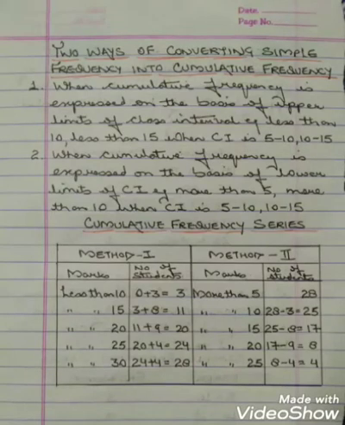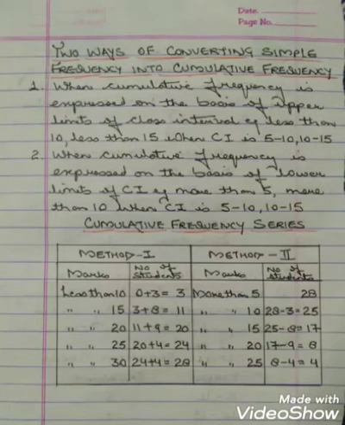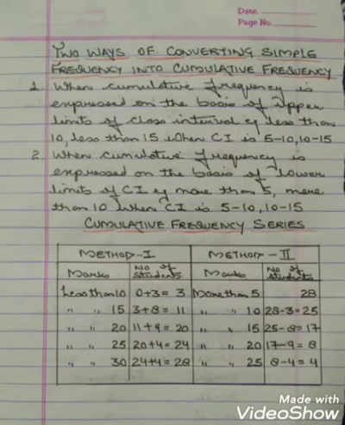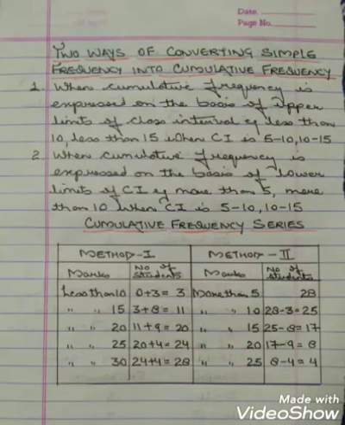Then more than 15, if we see, the frequency is 8. So 25 minus 8 is 17. More than 20, the frequency is 9. Then 17 minus 9 comes to 8. And more than 25, your frequency is 4. So 8 minus 4 comes to 4.